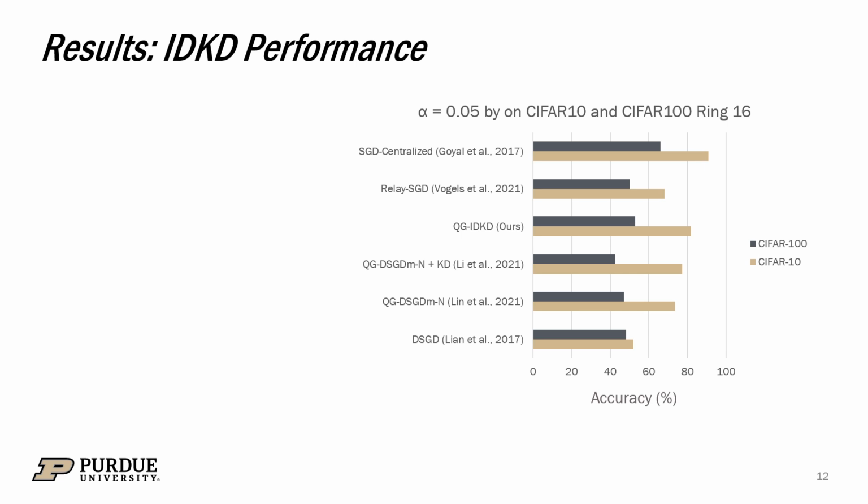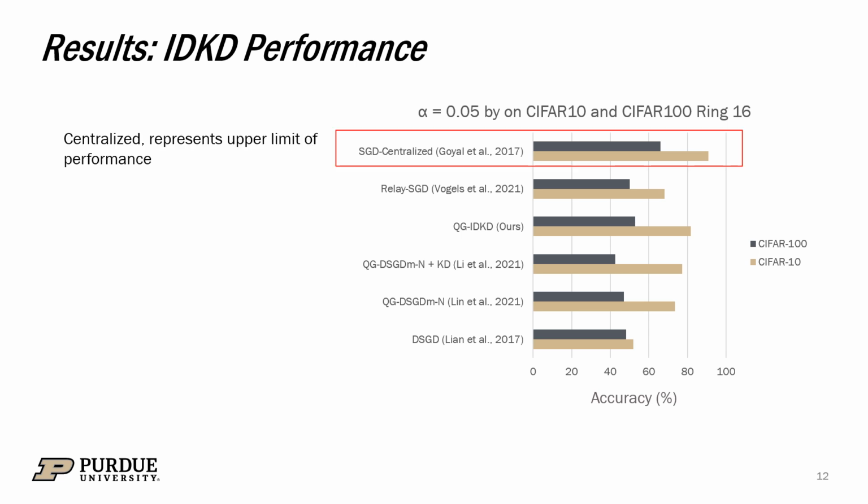Let's look at the performance results of IDKD. Here we present the results on CIFAR-10 and CIFAR-100 datasets. These were obtained on a ring of 16 nodes when the alpha parameter, the skew parameter, was set to 0.05. This is very high skew. As reference, we also provide centralized SGD results. This represents the upper limit of performance for any decentralized setting.